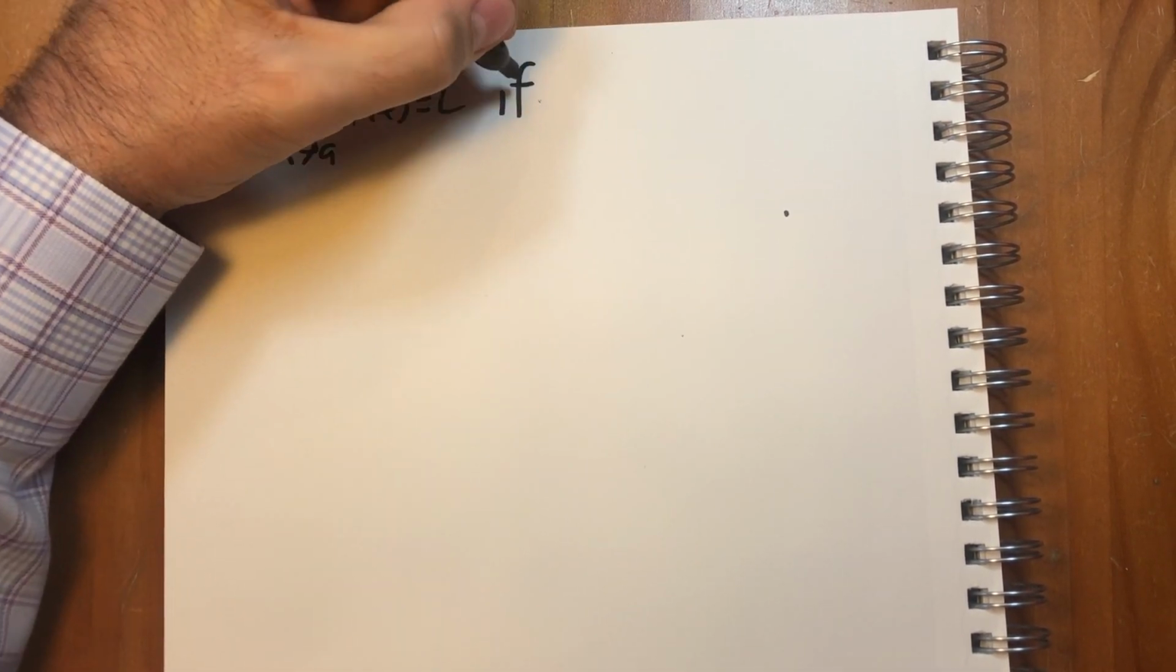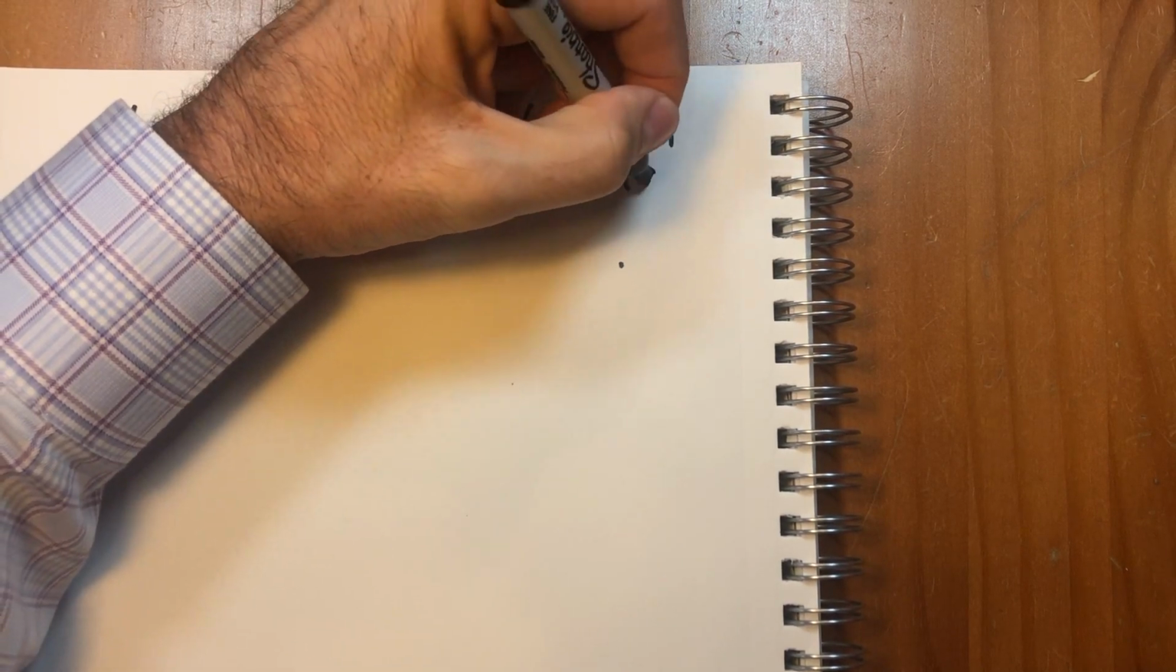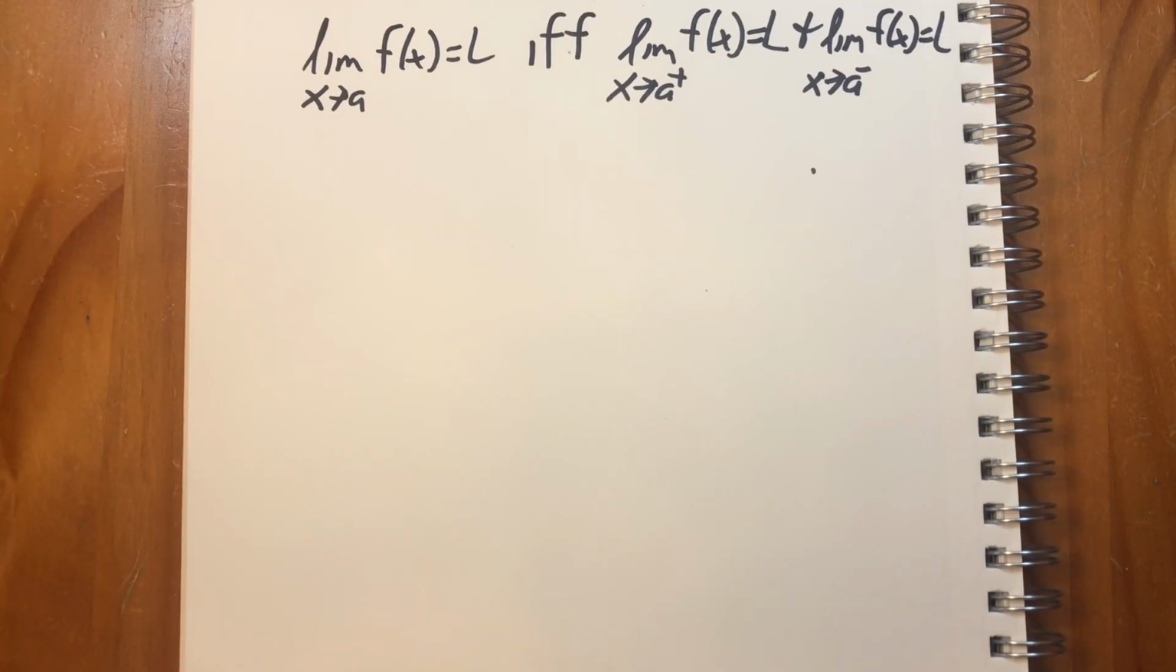Sometimes the best way to find the limit is with the left and right hand limits. So remember this rule, that the limit as x approaches a of f of x equals L if and only if the right hand limit equals L and the left hand limit equals L. So the important fact is that all of the limit laws hold for one-sided limits as well.